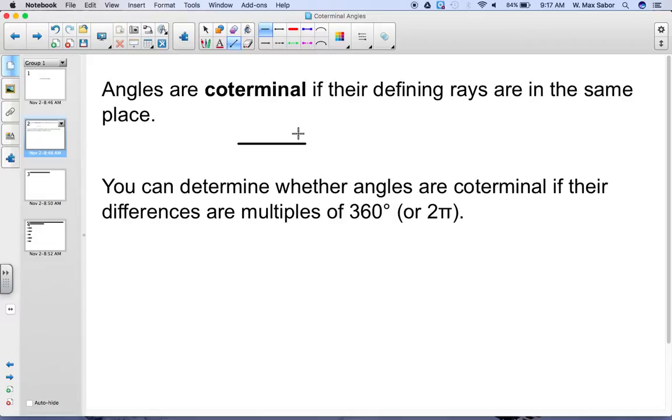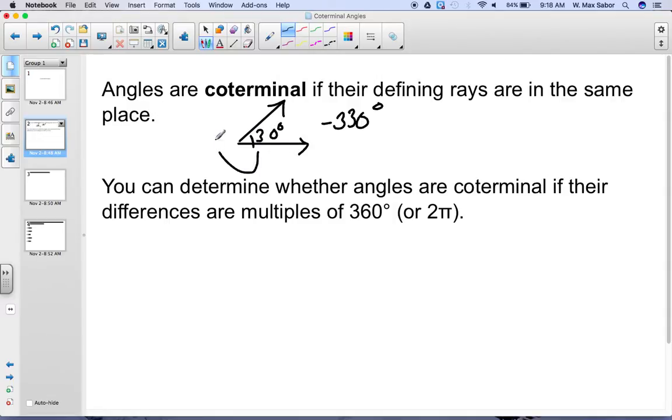So if we have these two rays, that could, let's say, describe 30 degrees. It could also describe, say, negative 330 degrees. Going around 30 degrees this way, or going around negative 330 degrees clockwise would be negative, they're coterminal because their defining rays are in the same place. If angles are coterminal, then their differences are multiples of 360 degrees.